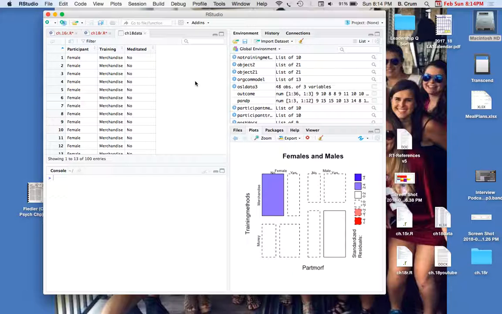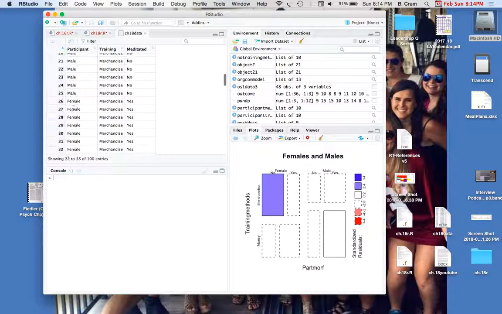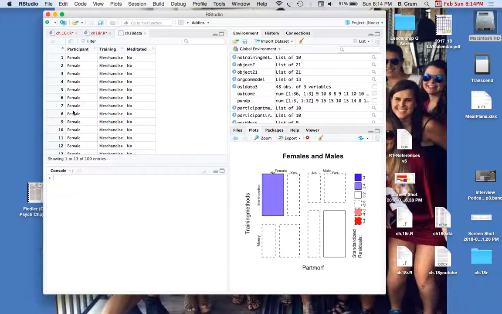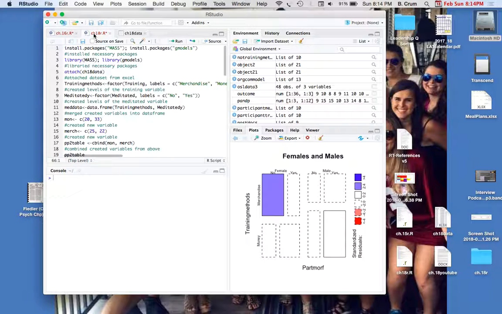For my log linear analysis, I also split the participants into 2 separate categories based on their gender, so female and male. I used categorical data analyses because the people were incentivized using either money or merchandise, which is one or the other. They were either female or male, one or the other, and they could either meditate or they couldn't, one or the other. And that is why I use this test. So now let's actually do it.